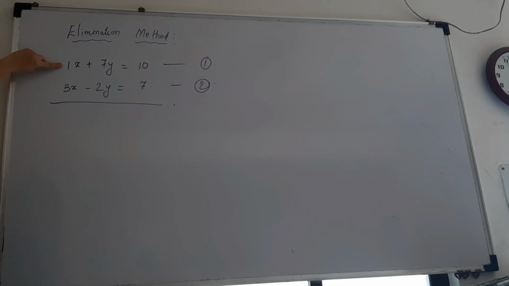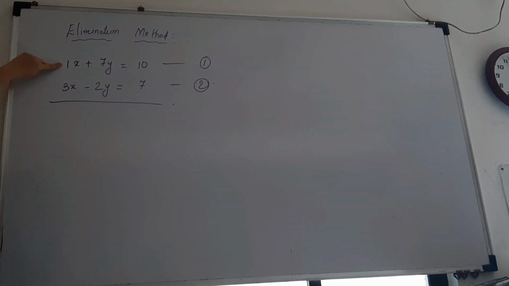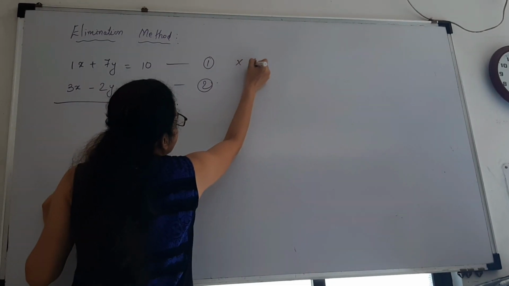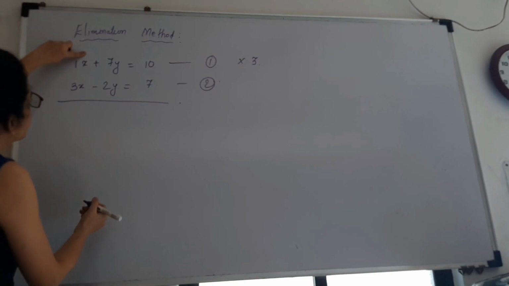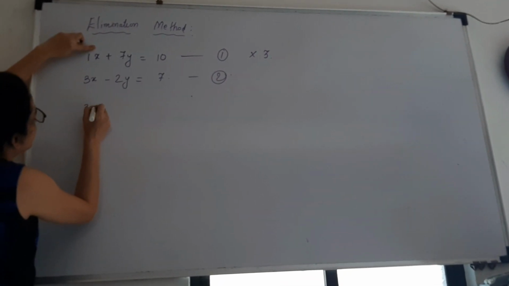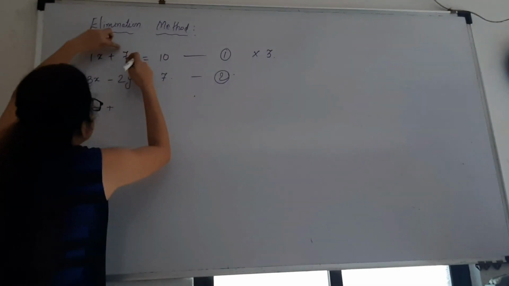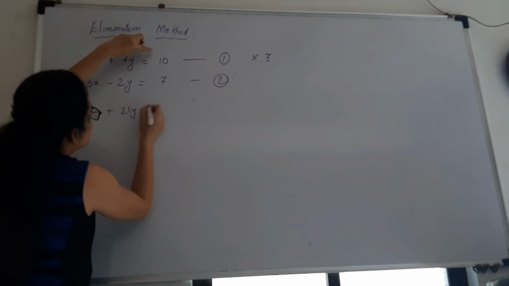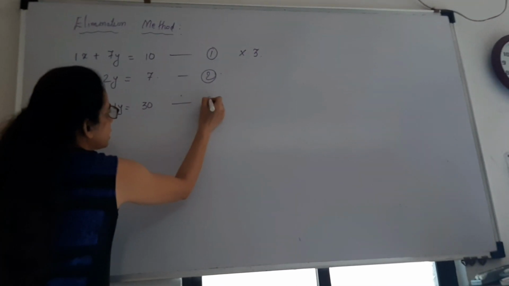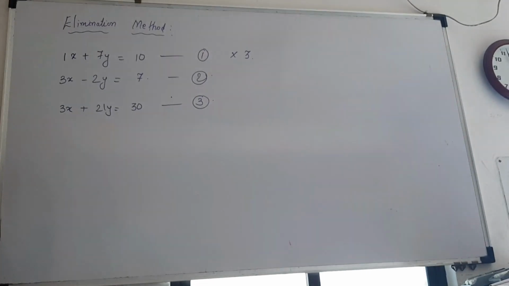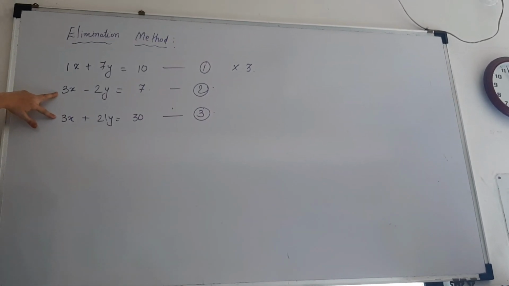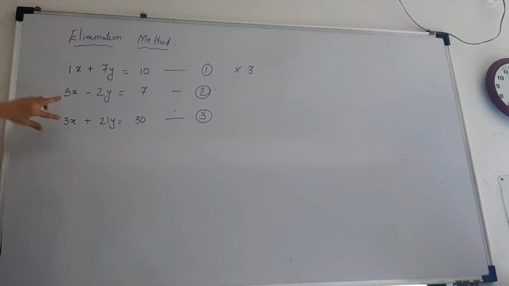Let me think. If I multiply equation 1 by say 3, what is going to happen to this equation? It's going to be 3x plus 7 3s are 21y is equal to 10 3s are 30. So now equation 1 has become, let me name this as equation 3. Now what I see, in equations 2 and 3, the variables are the same and the coefficients of x are the same.